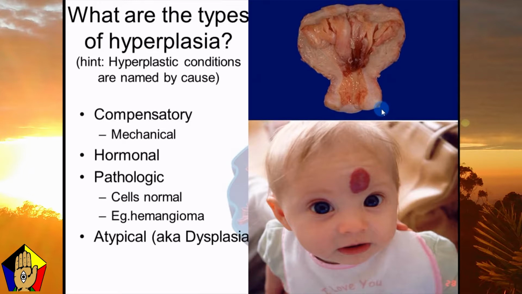It can be hormonal hyperplasia. So think about the uterus. During the cycle, estrogen and progesterone cause the uterus to start increasing the number of cells. So it starts growing. That's a normal situation.